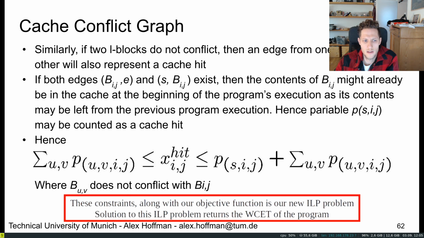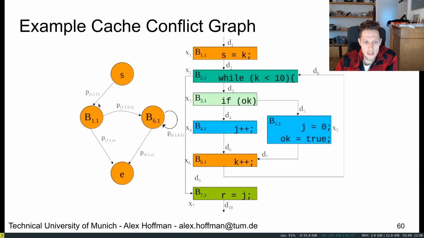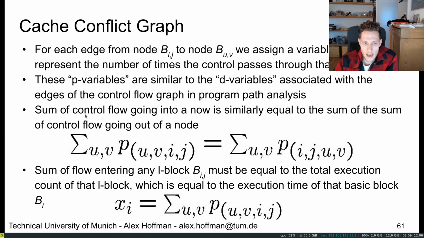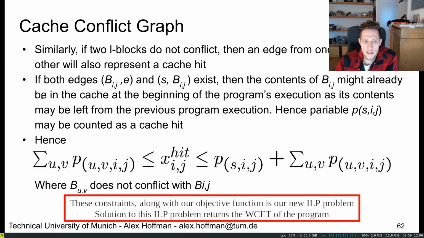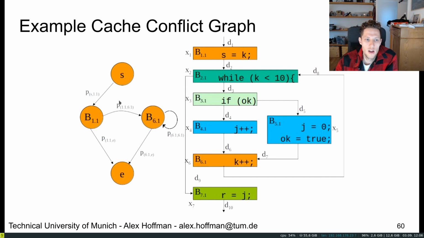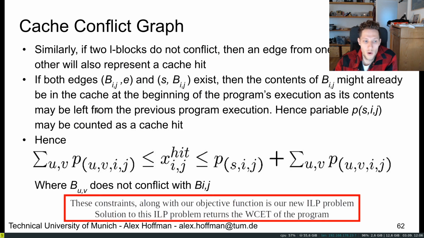So this is exactly saying that if these two edges exist, then the contents of B might already be in the cache if it's non-conflicting. Or, for instance, in this case, at the beginning of the program's execution, if we think of the first possible entry point to the program, when this program exits, this might still be in cache when the program starts up again. Exactly, the contents may be left over from previous program execution, and therefore we can count this as a cache hit. So we might potentially get a cache hit on this edge, given that this might not be the first program execution, and if the previous execution exited in this fashion, this might still be loaded into cache. So this is another quirk to keep in mind.